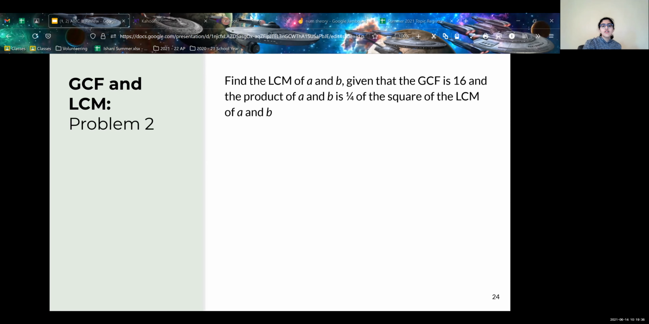Okay, so the question is, find the LCM of A and B, given that the GCF is 16, and the product of A and B is 1/4 of the square of the LCM of A and B. You might want to write out an equation, and it is fine if you do not know how to write out an equation, but this requires a little bit of algebra or pre-algebra.